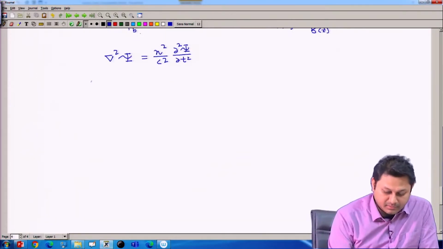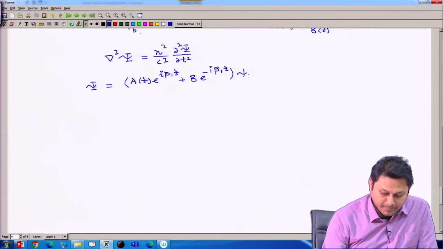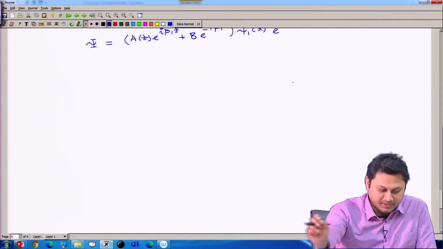And psi was in total a function of z, A(z) e to the power of i beta 1 z plus B e to the power of minus i beta 1 z, times psi 1, which is a function of x, and then e to the power of minus i omega t. By definition, that was the psi.